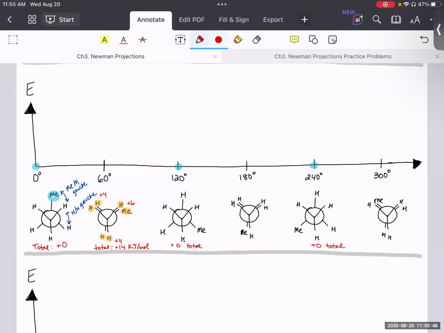And then if we look at the other eclipse states, we end up having those same interactions where it's 2 +4s and 1 +6. And that's because as we move that methyl around the circle, we can only have it be eclipsed with another hydrogen. So there's not really a lot of differences between the different eclipse states. And so altogether, we can do that +14 up here.